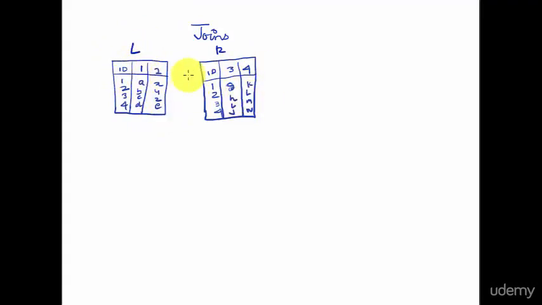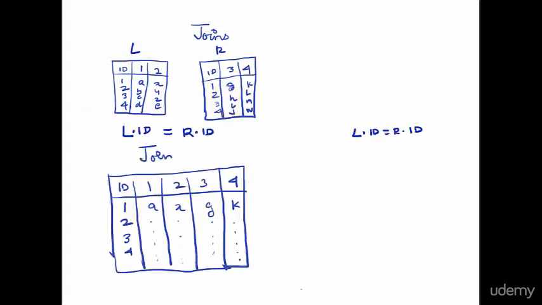So we have three columns in each table. We have column ID, and then we have column 1 and 2, and then we have column ID, and then we have column 3 and column 4. Now let's say that we want to join these two tables. So what do we mean by join these two tables? When we say join, we want to combine the result set of these two tables.